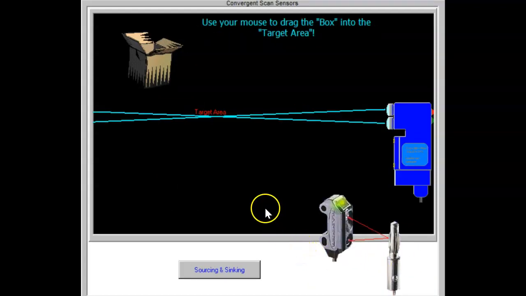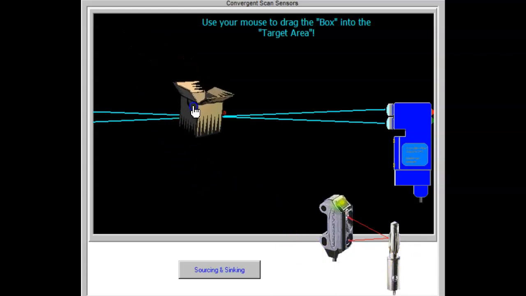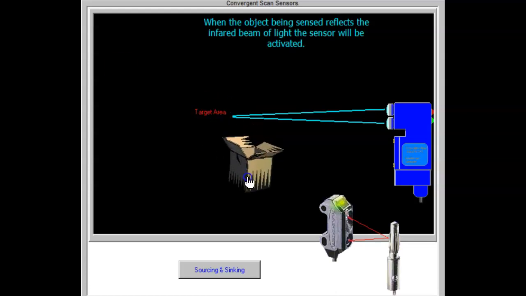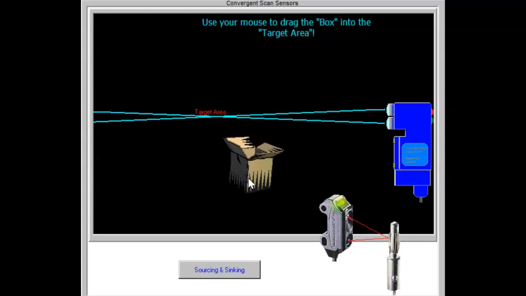Convergent beam scanning is primarily used to detect objects that are only a few inches away from another reflective surface. It is the best choice for edge guiding or positioning of clear or translucent materials. It is also a good choice for position sensing of opaque materials.